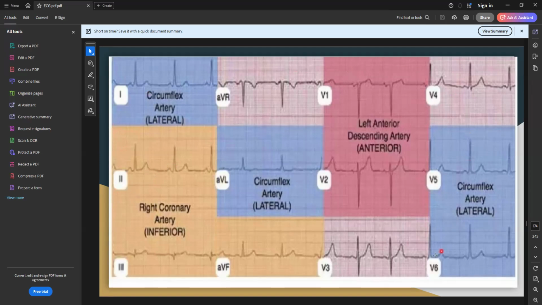This is also the same slide, showing the arteries involved. In the lateral leads, the circumflex artery, V5 and V6. In the inferior leads, the right coronary artery, lead 2, lead 3, and AVF. In the anterior part, this is anteroseptal. It is the left anterior descending artery.